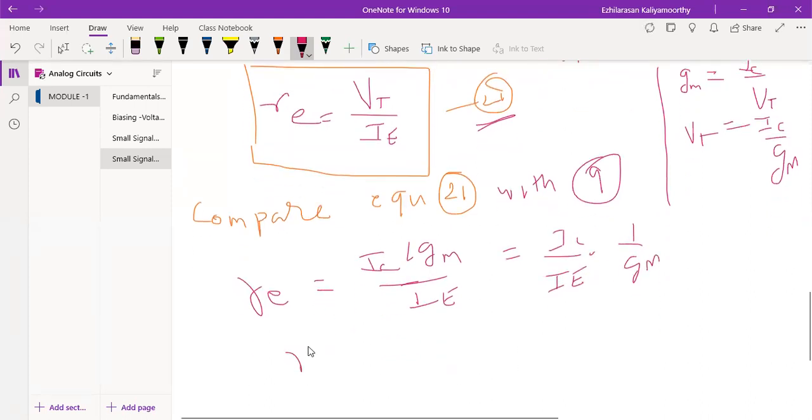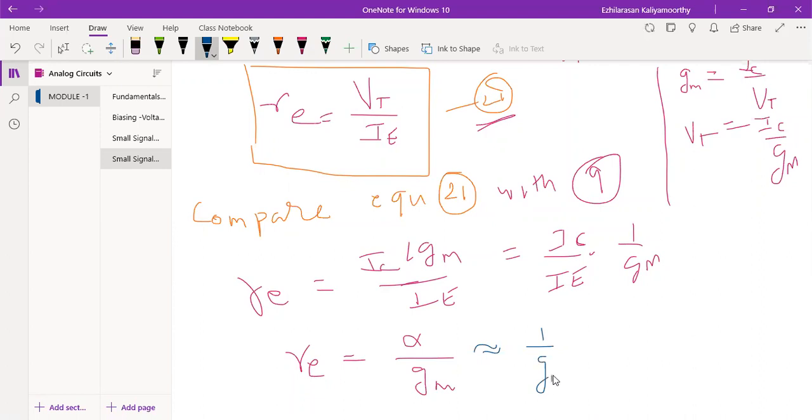So simply we can say the emitter resistance RE is equal to IC by IE into 1 by gm. IC by IE is nothing but alpha from the relations, right? The ratio of collector current to emitter current is nothing but alpha. So it is alpha by gm, which is equivalent to 1 by gm, where alpha is approximately 0.99 or 1. This is the emitter resistance.